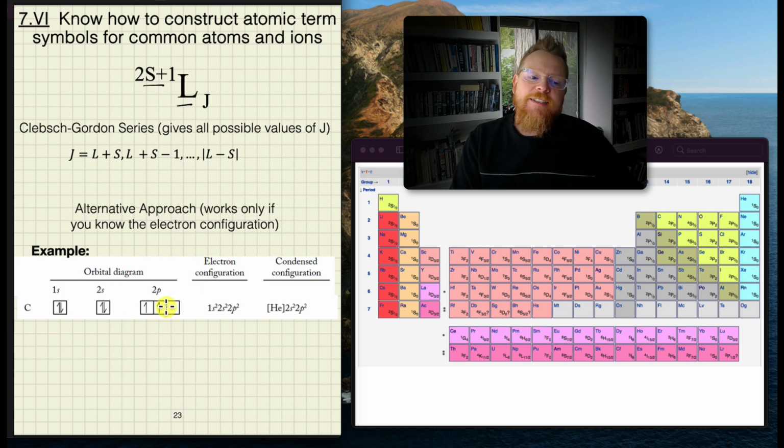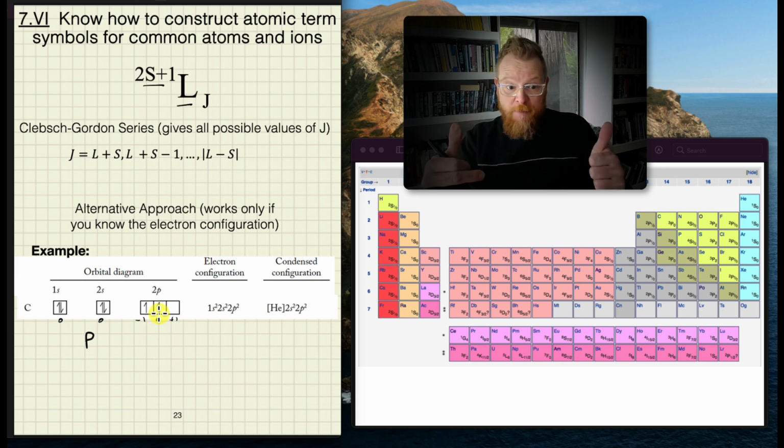So let's go back to this case of carbon. If we recall here, for carbon, the ground state has to be a P term. That came from adding up all of the MLs: 0, 0, -1, 0, +1. We add all of those up, we get 1. That corresponds to P. So now we can see that both of these are spin up.